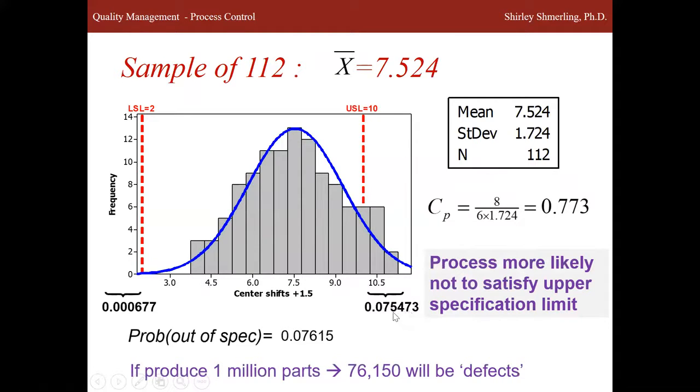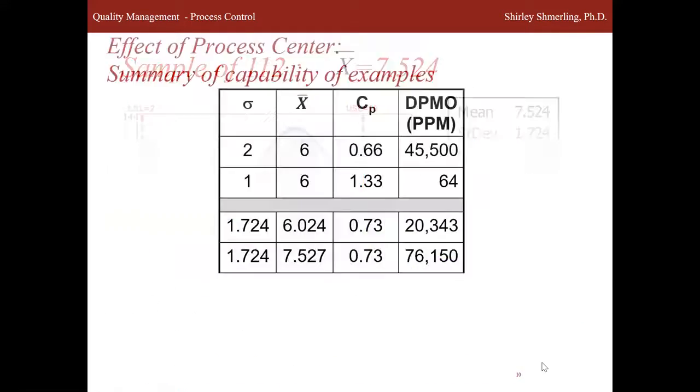However, when we look at the number of defects using the probability, we see that the DPMO, the number of defects per million, is 76,150. So if I summarize the table and look at the last 2 examples, the mean shifted by 1.5 standard deviations. The standard deviation is the same, so the capability index is the same, but the number of defects is much higher when the mean shifted.